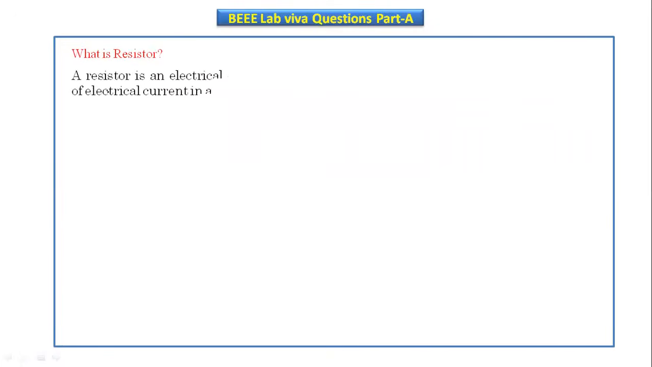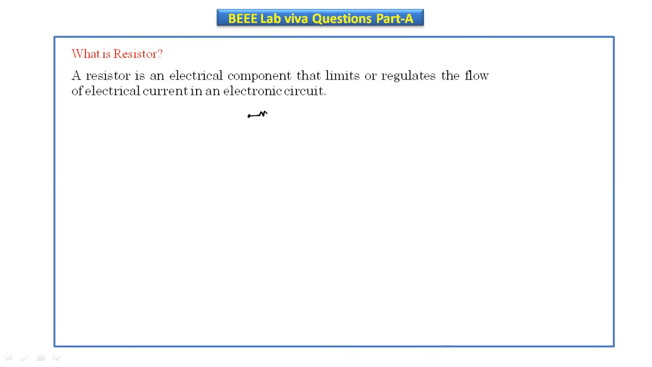Next one, what is a resistor? A resistor is an electrical component that limits or regulates the flow of electrical current in an electrical or electronic circuit, whatever it is. This is the resistor symbol, and the unit of the resistor is ohms. Ohms are the units of the resistor.